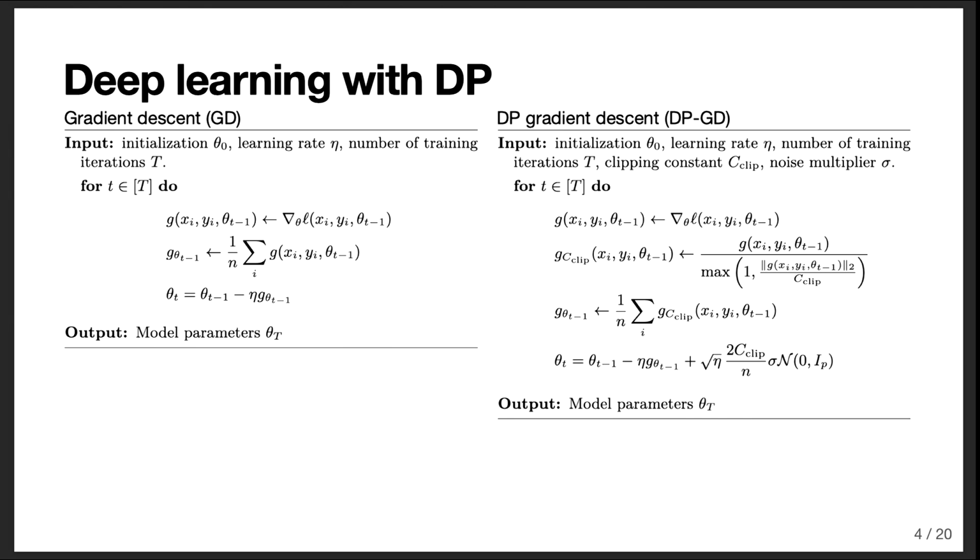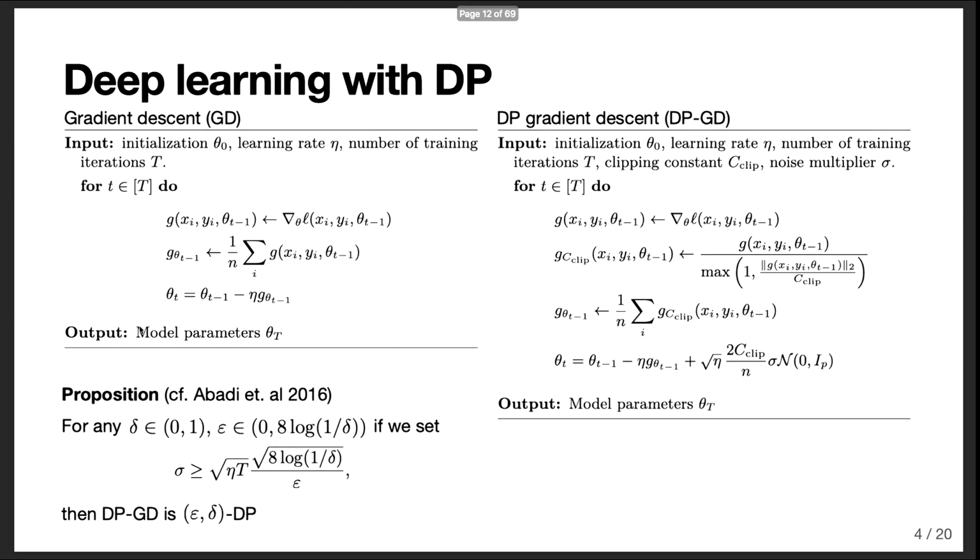But there is one more step, which is adding some noise. Notice that this noise is proportional to the clipping constant and proportional to sigma, which is another hyperparameter of the algorithm. This looks a bit scary. It looks also a bit arbitrary. But there is this nice result by Abadi, 2016, that tells you that if sigma is sufficiently large, so you add sufficiently large noise, notice that this noise depends itself on the number of training iterations, then you can achieve epsilon delta differential privacy. Of course, with the noise that depends on epsilon and delta itself.